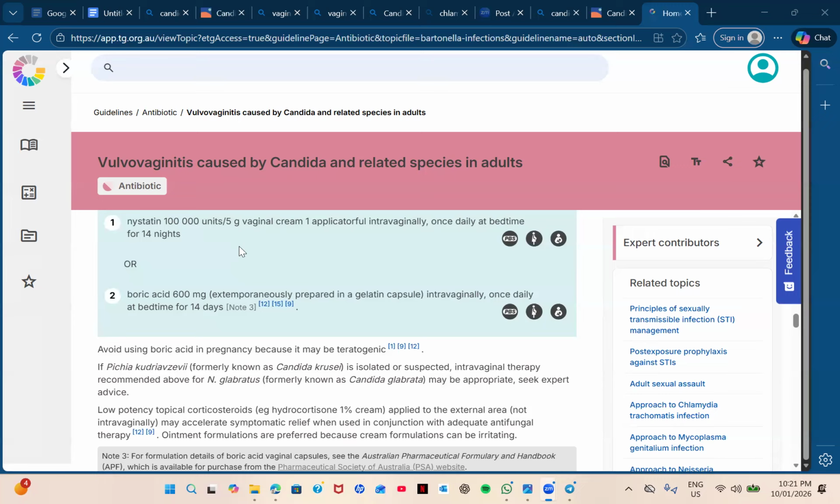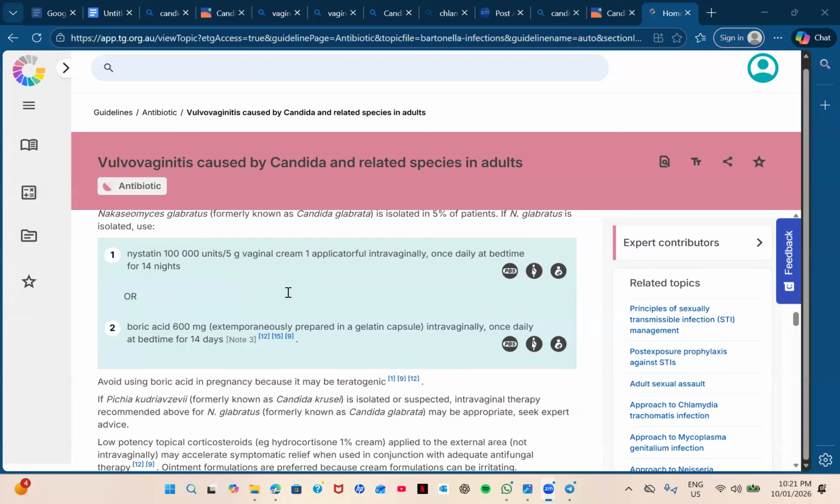If the patient has symptomatic candida and has already tried azole cream which did not resolve it, and after the vaginal swab culture they realize it's glabrata, then what should we go with as the initial, first line treatment? In that case, we can go with nystatin. That's how you should remember the different scenarios. Then you will easily understand.